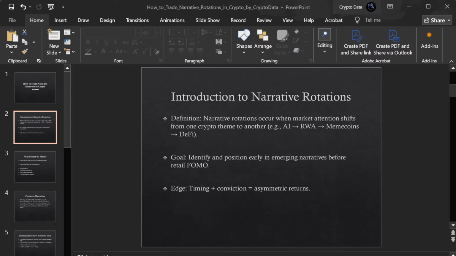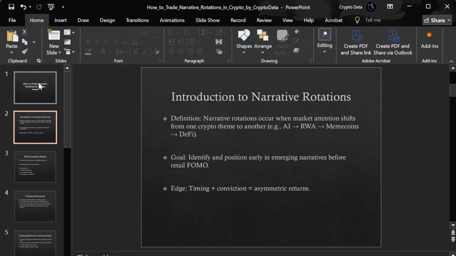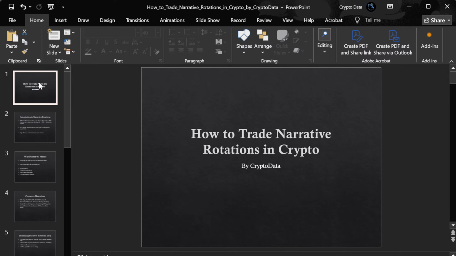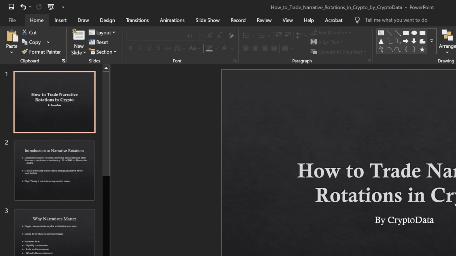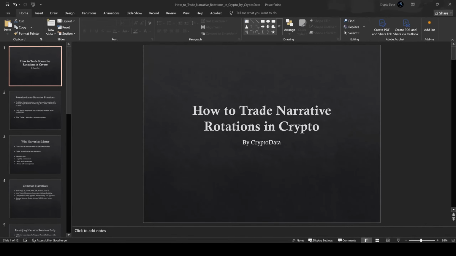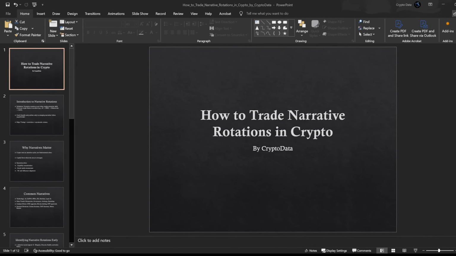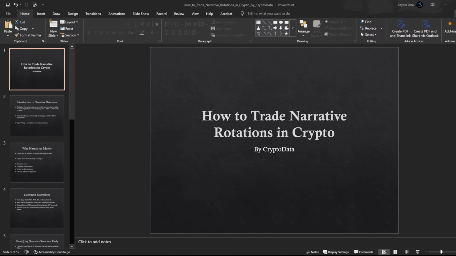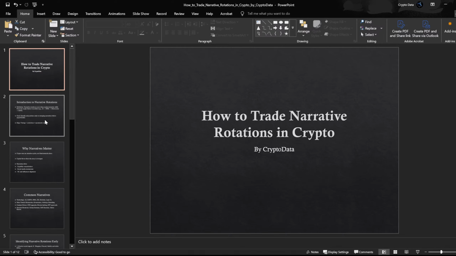All right, guys, so without further ado, let's get started. The big thing we're talking about today is how to trade narrative rotations in crypto, okay? This is very important because, as you guys know, crypto is very rotation focused. So you're always trying to shift between different networks, different sectors, and that's why I wanted to go over this lesson, because it's very, very important.